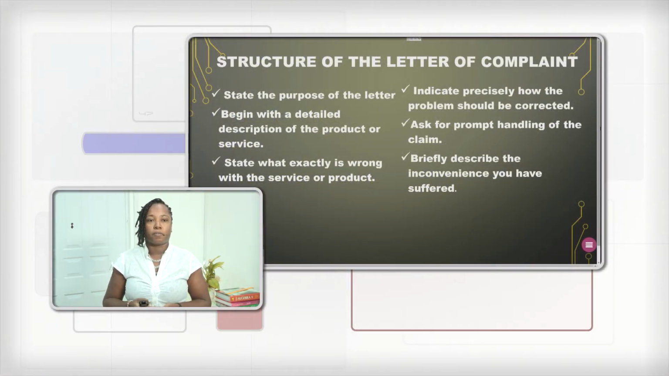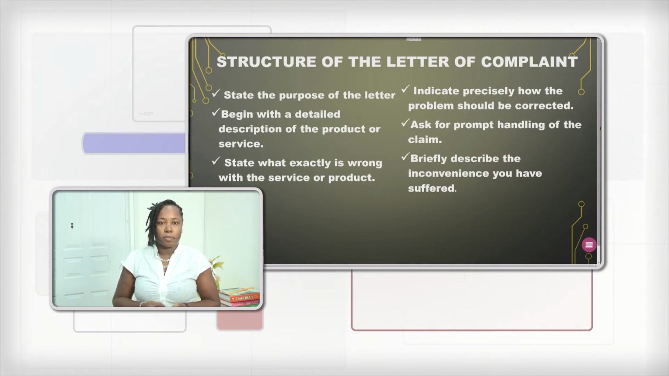Now first, you have to state the purpose of the letter. Begin with a detailed description of the product or service. So after you've stated the purpose, whether it is to complain about a bad product or about a bad service, you then go into a little bit of description of what exactly is the matter. State what is wrong with the service or product. Indicate precisely how the problem should be corrected. So you're allowed to suggest ways in which you think your problem can be remedied.